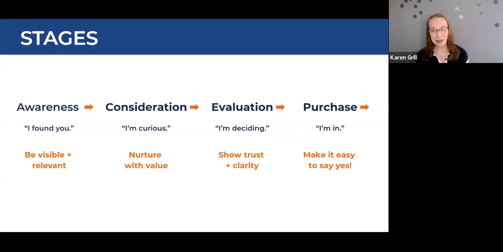And then the last one is the purchase stage. We have to make it easy for them to say yes to us. I've seen a lot of, unfortunately, funnels where the purchase part is so convoluted. It is not clear at all. There's a lot of unnecessary steps. So when they finally make this decision, we want to make it easy for them to say yes, easy to purchase from us and be a part of our business. So those are the four stages and what we need to think about as business owners.